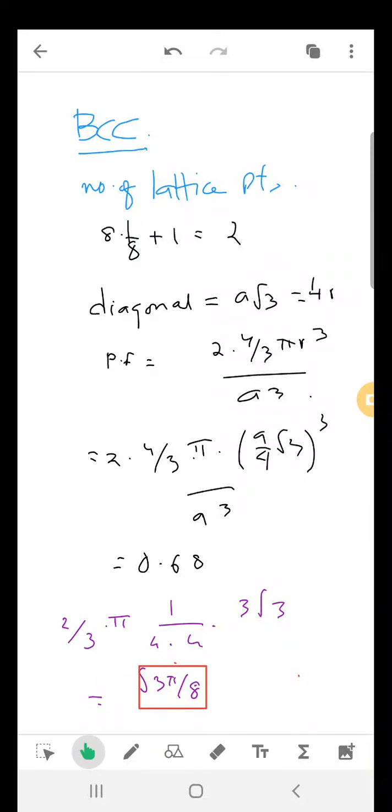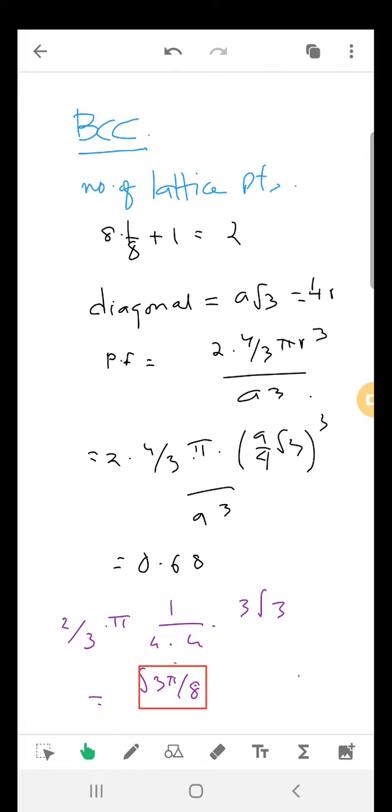Hello students, so continuing our lectures on solid state physics, we will start with the number of lattice points in a BCC. So in a BCC, as you know, there are 8 corners, and the contribution of each of those 8 corners is 1 by 8. So 8 into 1 by 8, plus there is one atom, or lattice point, at the center, so that makes it 2 lattice points, or 2 atoms.